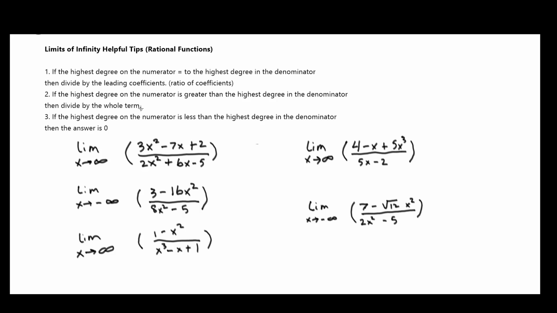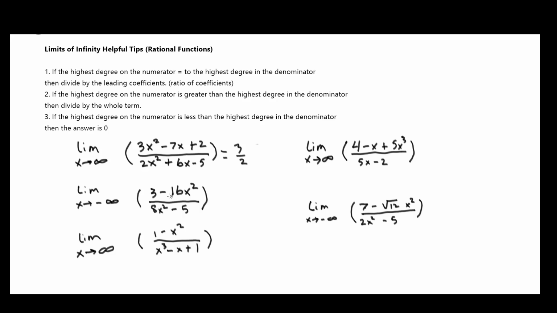When you have this kind of scenario, which is this first rule here, and the degrees are equal to each other, you can just divide the leading coefficients. In this case, our leading coefficients are 3 and 2, so the answer is just 3 over 2. The limit as x goes to infinity is equal to 3 over 2.